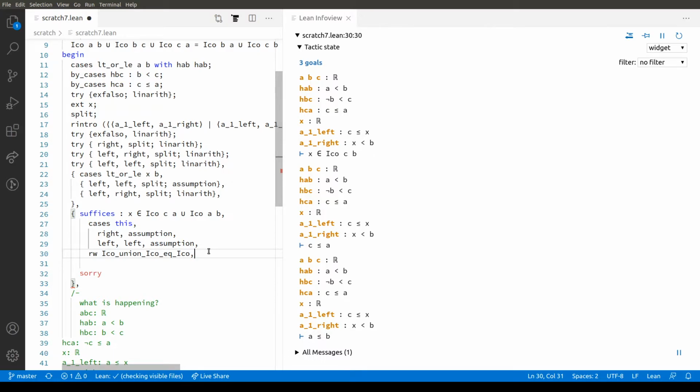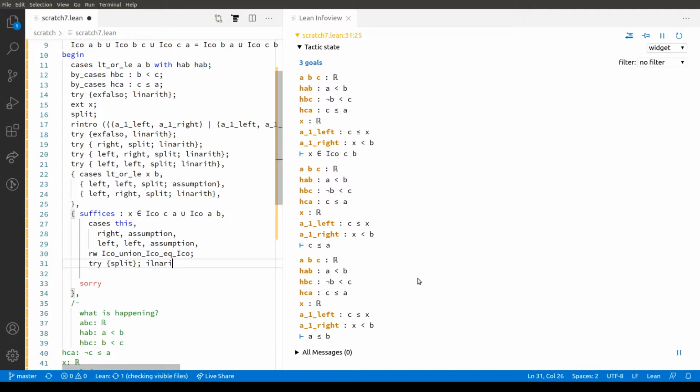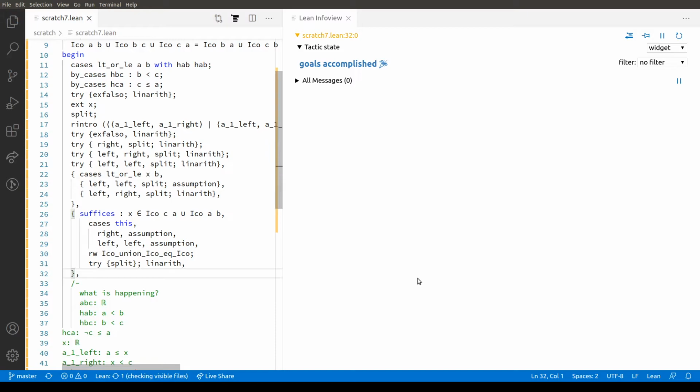Yeah, exactly. And so all of these goals should now be, this should be try split there, and then let's just do linarith. And I reckon that will finish it. I reckon we'll get an error on the sorry now. There, and the error on the sorry is there's no goals left. So that's the next one. But now you see the amount of time it's taking. This is kind of awful.